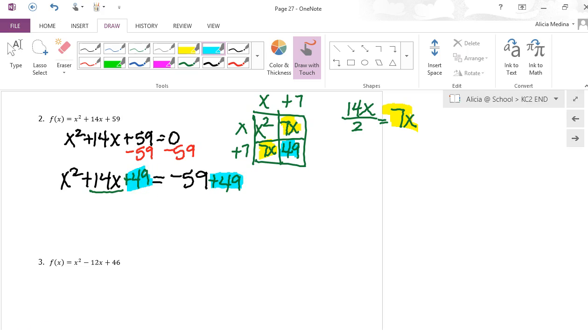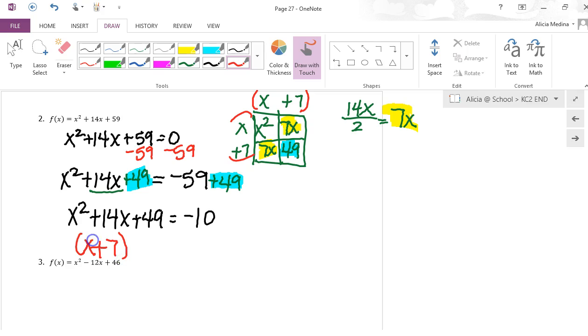Alright, final step, we're going to simplify this. So x squared plus 14x plus 49 is going to equal negative 59 plus 49, which is negative 10. I'm going to factor, write the sides of my binomials. Remember, it was a perfect square. So I'm just going to write x plus 7. How many were there? 2. Still set equal to negative 10.